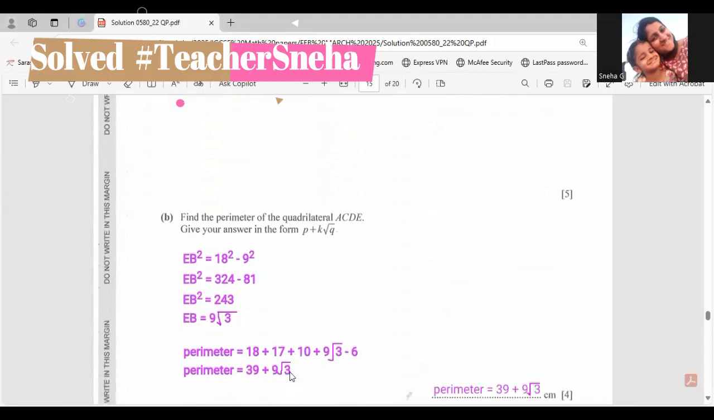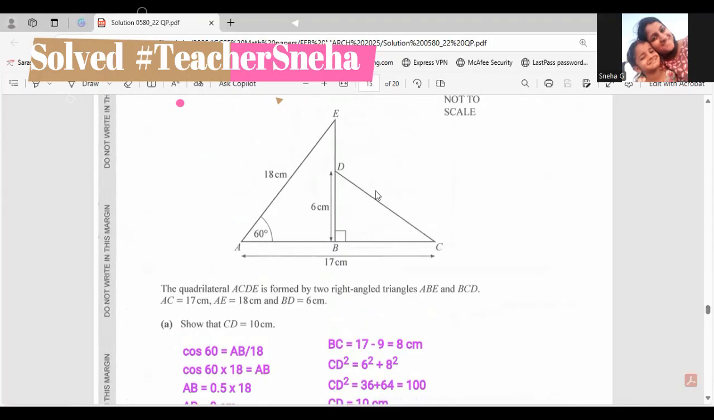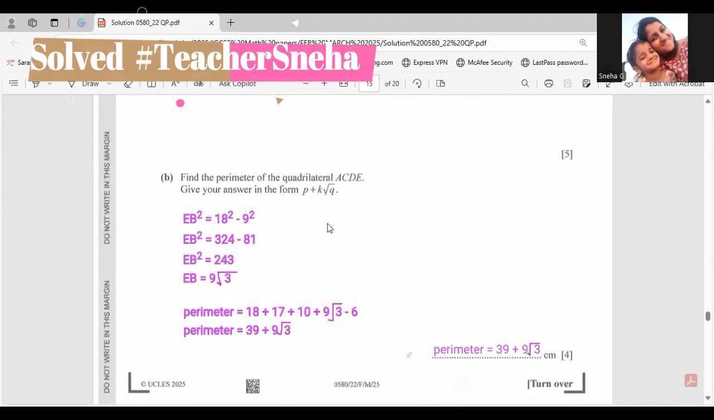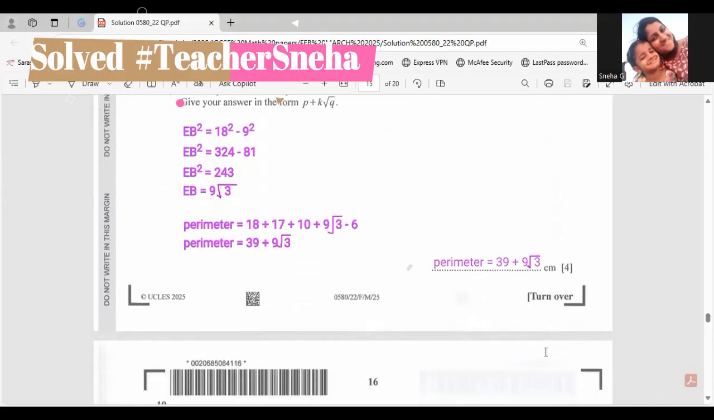Now to get the perimeter, we add all the given sides: 18 plus 17 plus 10 plus 9 root 3, which we obtained for EB. The 6 centimeter part is covered inside the quadrilateral. It's not part of the perimeter, so we have to subtract 6, giving 9 square root 3 minus 6. On simplifying this, the perimeter you get is 39 plus 9 square root 3. This is the answer for the perimeter of this quadrilateral.